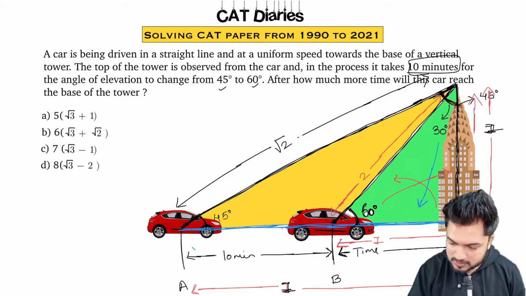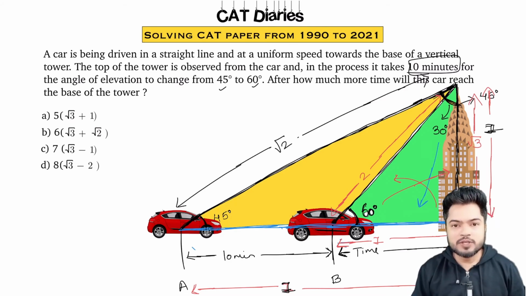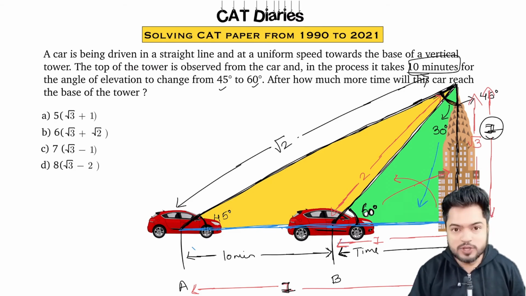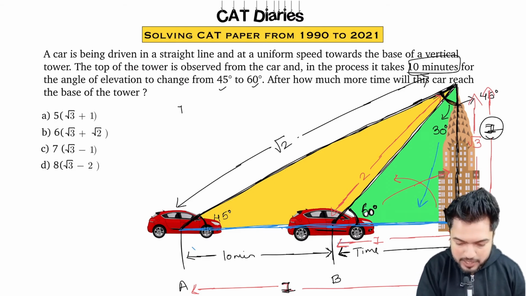So see, this solves my problem completely. The height of the tower is root 3 according to the 30, 60, 90 degree triangle. According to 45, 45, 90, it is 1, but there's a ratio, which means what? I know the sides of 45, 45, 90 are 1 is to 1 is to root 2, but that is a ratio.